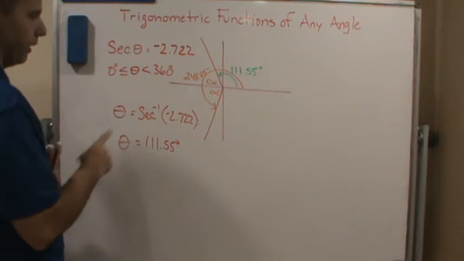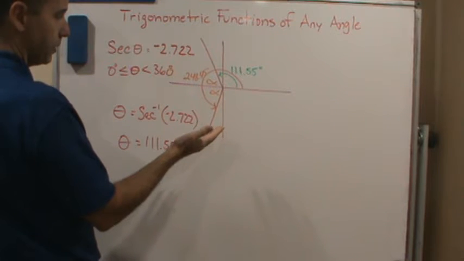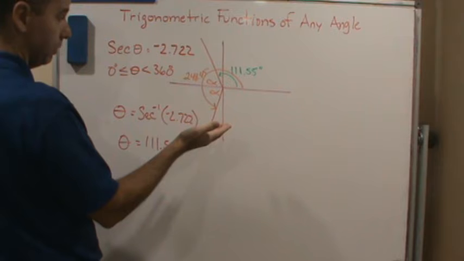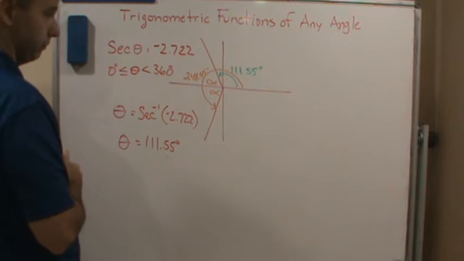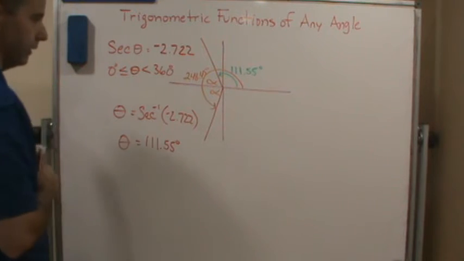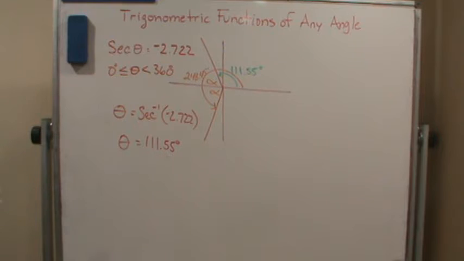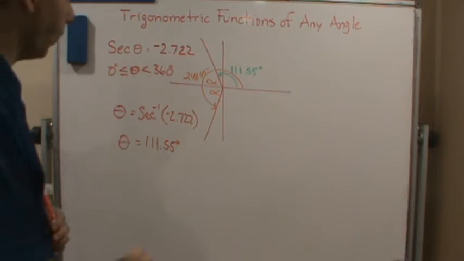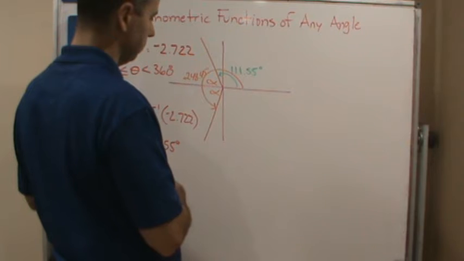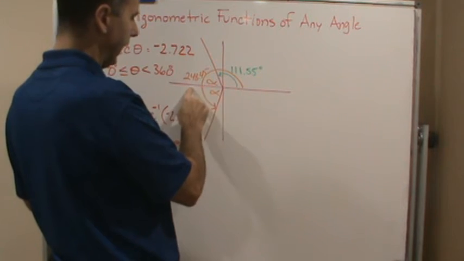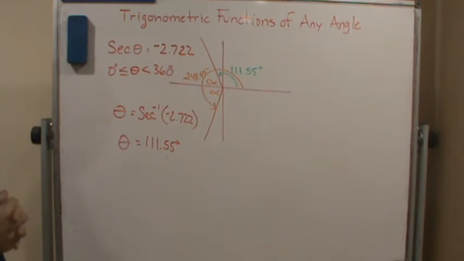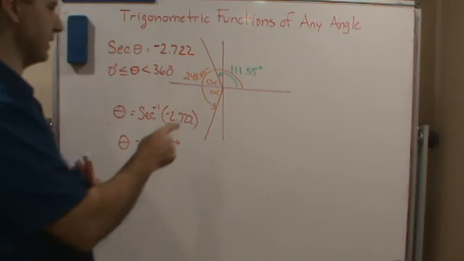Okay, and again, remember, all we have to do to find it is to add 111.55, right? To what? Well, how do we get this angle? Well, this angle here, alpha, we get by taking 180 minus 111.55, right? Which is going to give us 68.45.